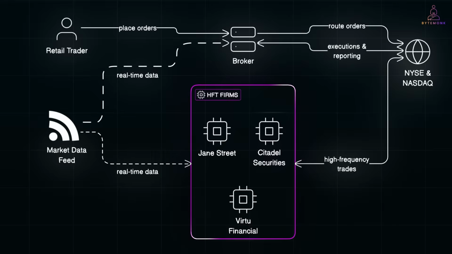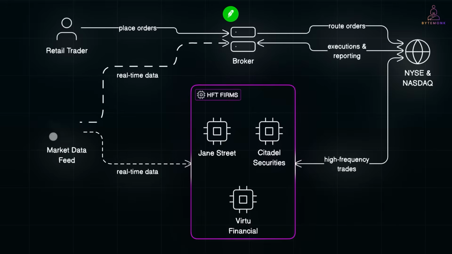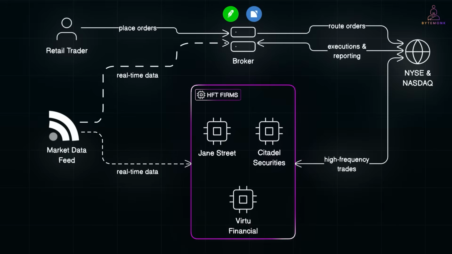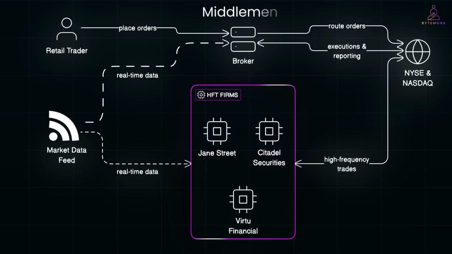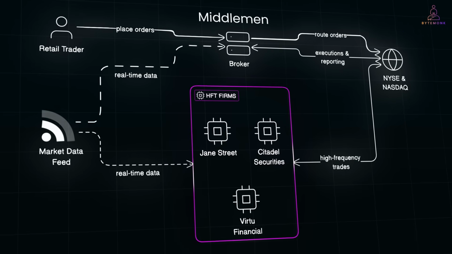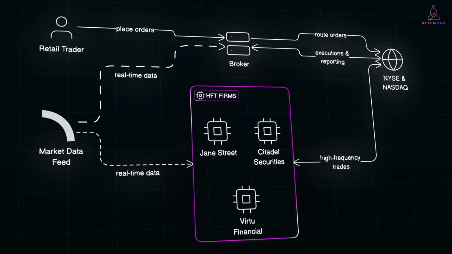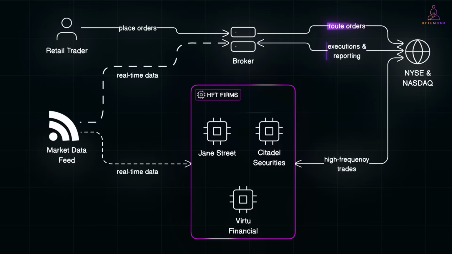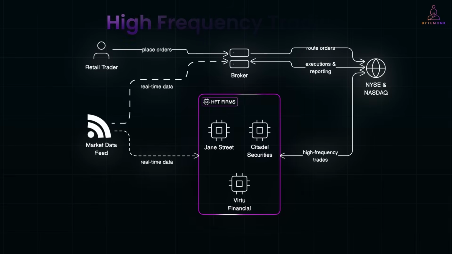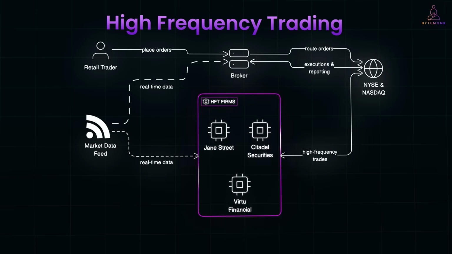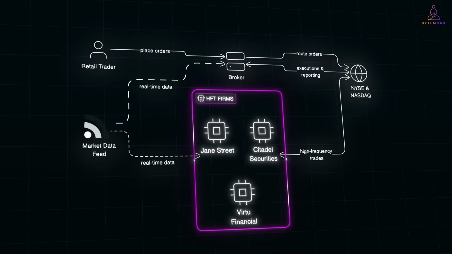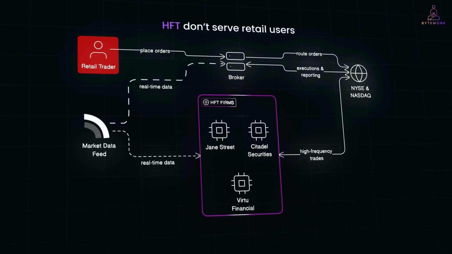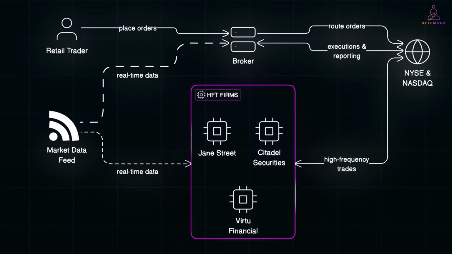Alright, we have been talking about brokers, platforms like Robinhood, Zerodha, or Interactive Brokers. They act as middlemen, connecting you, the trader, to the market. They take your order, decide where to route it, and handle execution and reporting. But there is another player in the system, one you never see in your app. High-frequency trading firms, or HFTs. Unlike brokers, HFTs don't serve retail users like you and me. They are not middlemen. They are direct participants in the market.